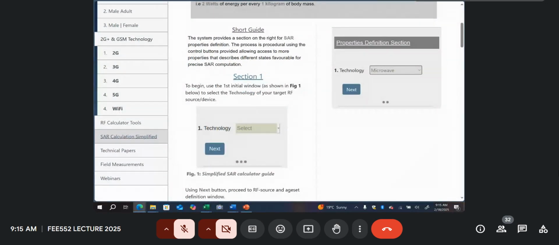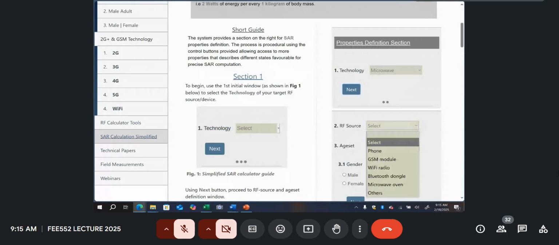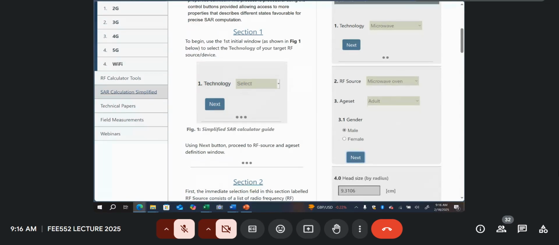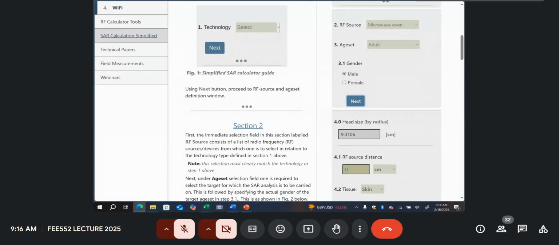So you have a microwave, the RF source. We have said it's a microwave oven, isn't it? Whom do you want to check the effect on? Is it a child or an adult? Let's say an adult is the one that is normally cooking there, could be any male cook or female. The head size now, because through CDC Cambridge, we are able to get the average head sizes for adult female, adult male, infant. So this would come automatically.